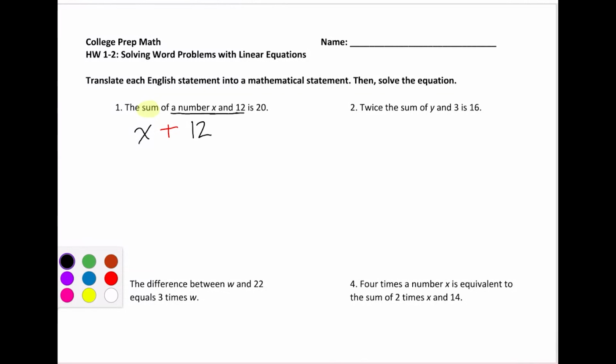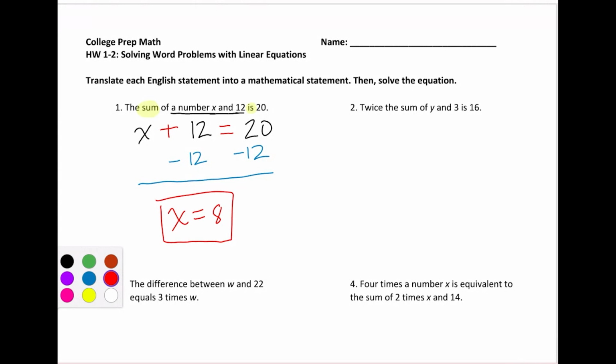We discussed in class that anytime you see the word is, that's your indicator that you're going to write an equal sign. So is, and then finally 20. So we have x plus 12 equals 20, and now we can just go to work trying to solve this thing. So we've got minus 12 on both sides. We want to get rid of that 12. This is just going to be a one-step equation, and our answer is x equals 8. You always want to go back and kind of reread the problem too to make sure that your answer makes sense. The sum of 8 and 12 sure is 20.